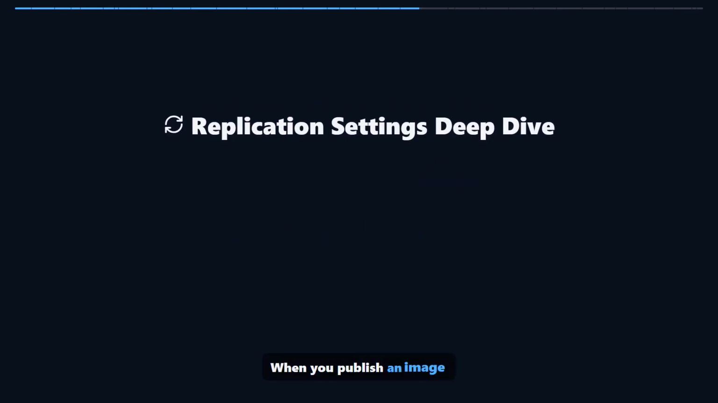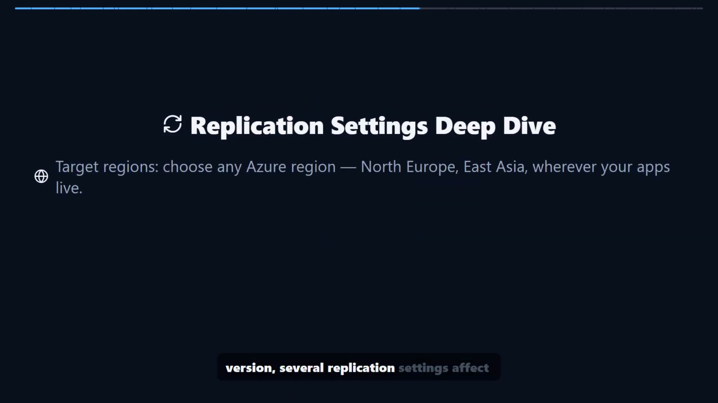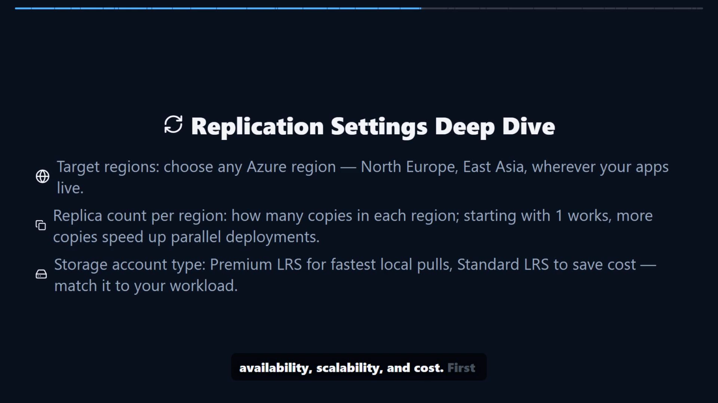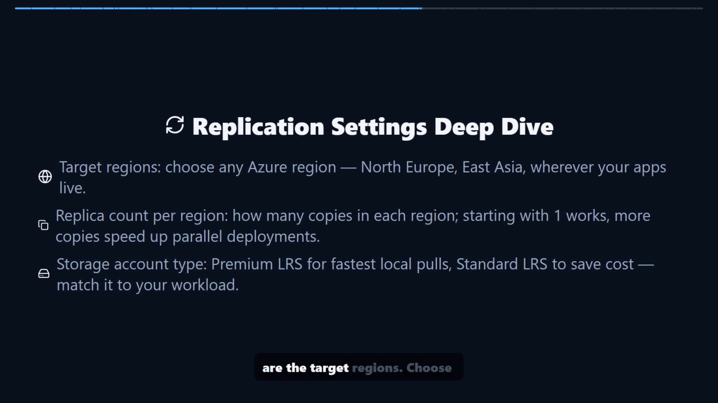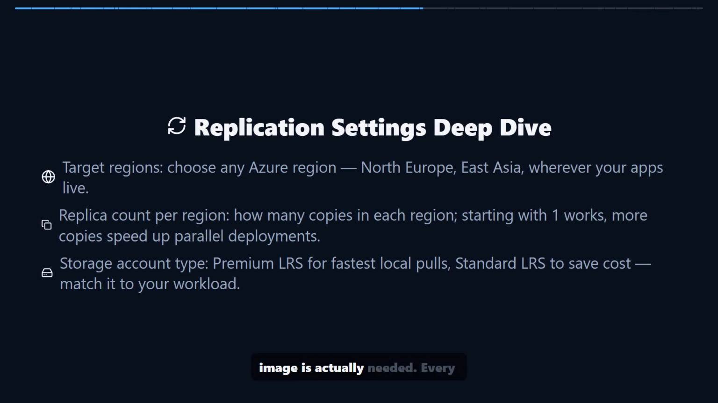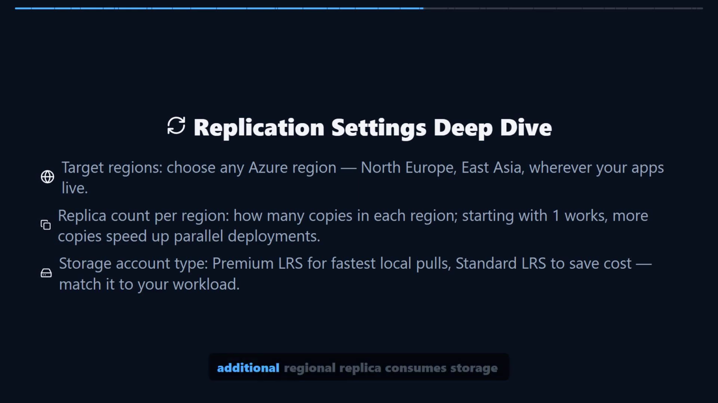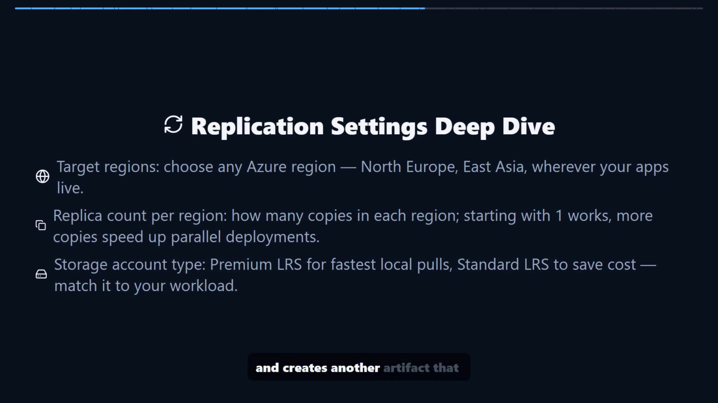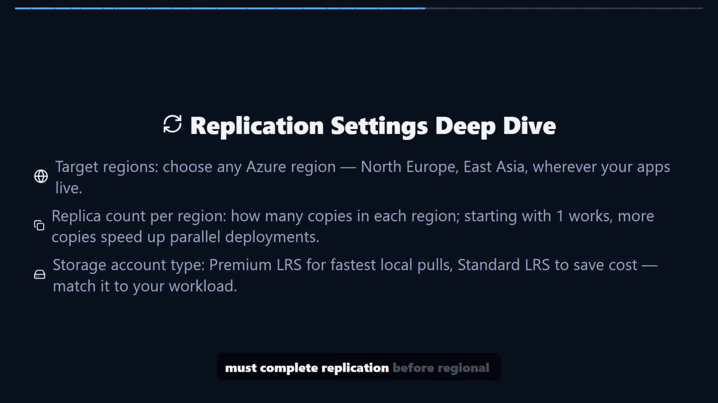When you publish an image version, several replication settings affect availability, scalability, and cost. First are the target regions. Choose only the regions where the image is actually needed. Every additional regional replica consumes storage and creates another artifact that must complete replication before regional use.